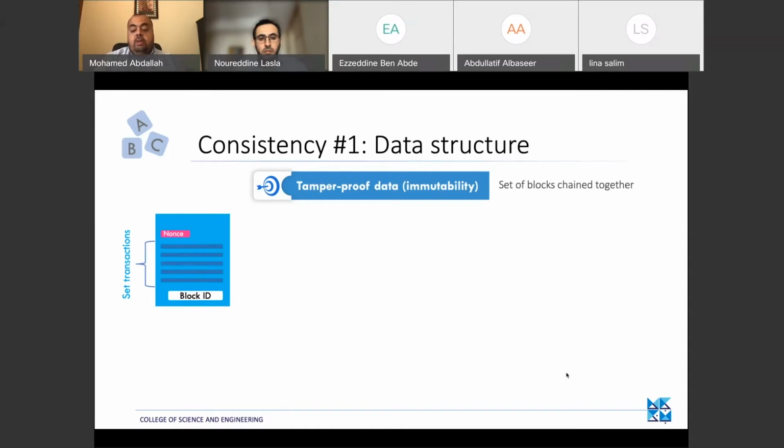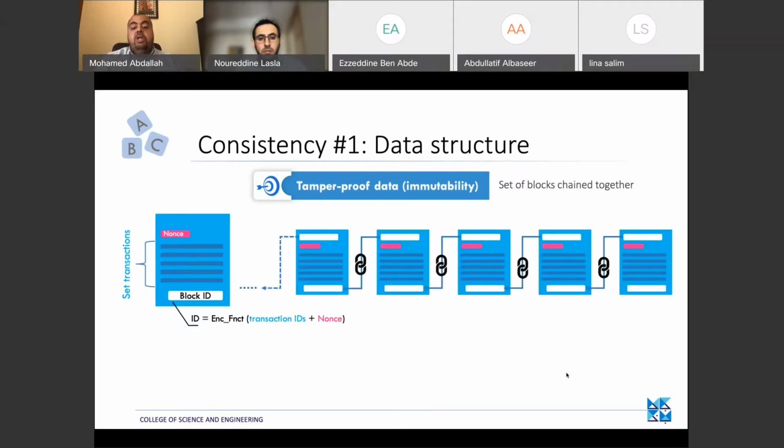So what's the block ID? The block ID is actually: you collect the transaction IDs and the nonce, which is the random number, and you pass them through an encryption function. It's like a security function, and you generate this block ID. Then, once you receive another set of transactions, you will form a new block, okay? And then all these blocks will be chained together. How is the chaining happening?